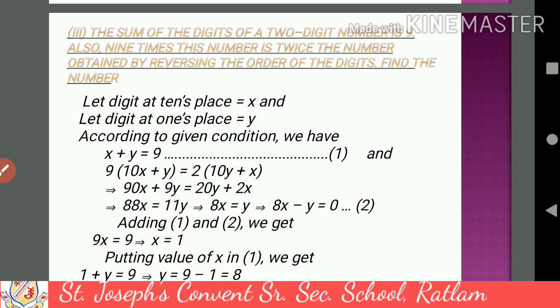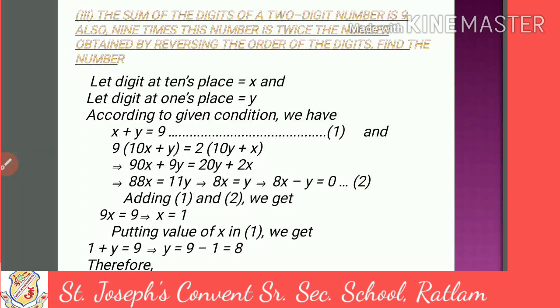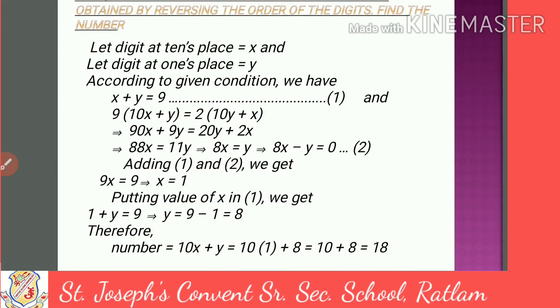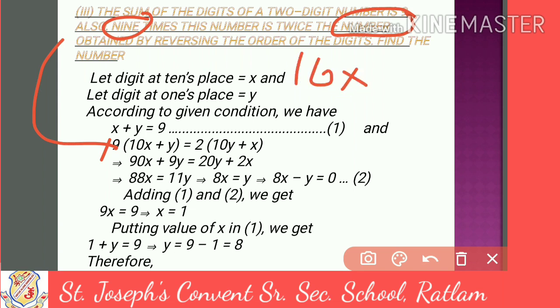In the second part, they have said that 9 times this number. Which number? New number. So 9 times this number, that is 9 into (10x plus y), is twice the number obtained by reversing the order of the digits. So what will be the number obtained by reversing the order of the digits? Of course, the original number is place value multiplied by face value, that is 10 into x, plus face value multiplied by place value, that is 1 into y.